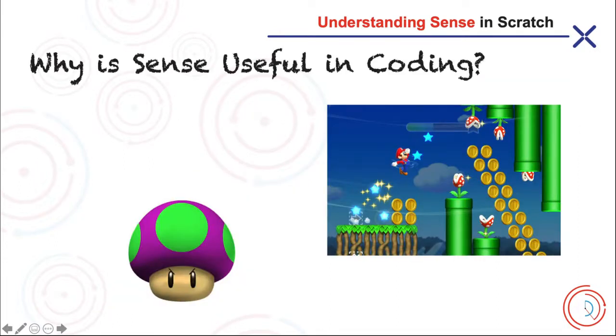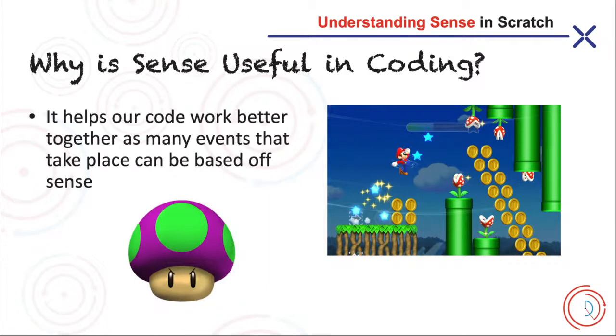So why is sense useful in coding? Well, it helps our code work better together as many events that take place can be based off sense. For example, if any of you have played Super Mario, you know that when he lands on gold coins, he gets points. And if he lands on a poisonous mushroom, well, he gets really hurt.